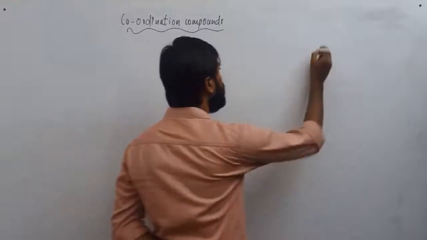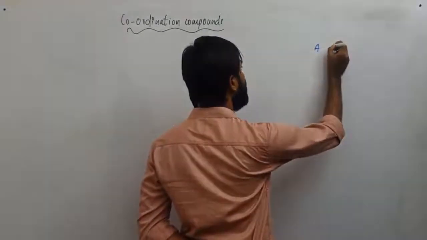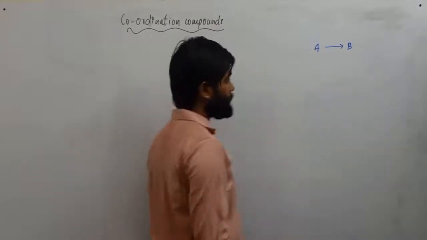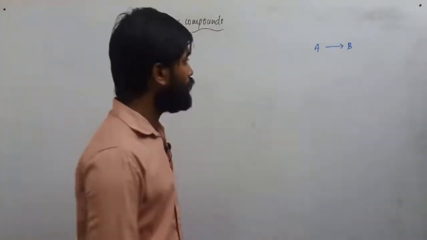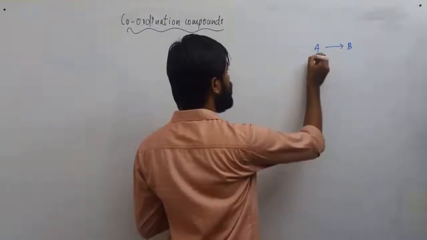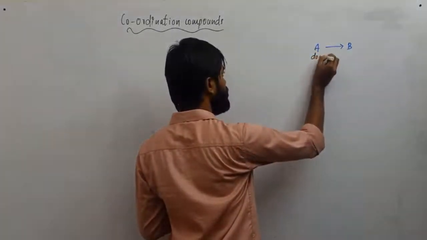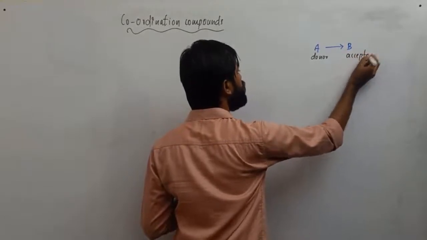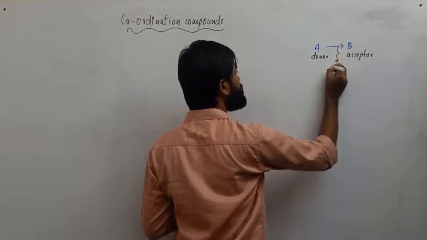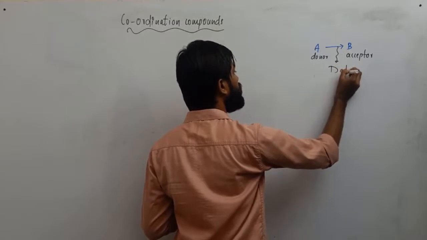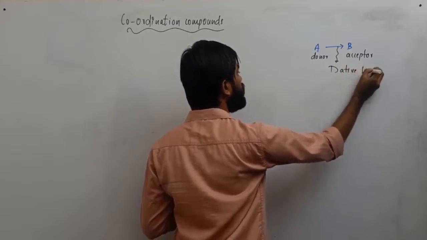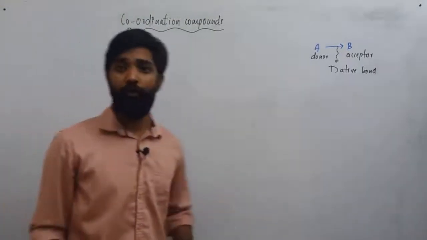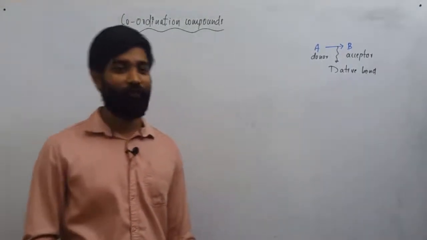If A forms a coordinate bond with B, it is represented like this, where A is said to be the donor and B is said to be the acceptor. This is also known as a donor-acceptor bond, otherwise known as a dative bond. So we have a chapter for discussing the properties of coordination compounds.